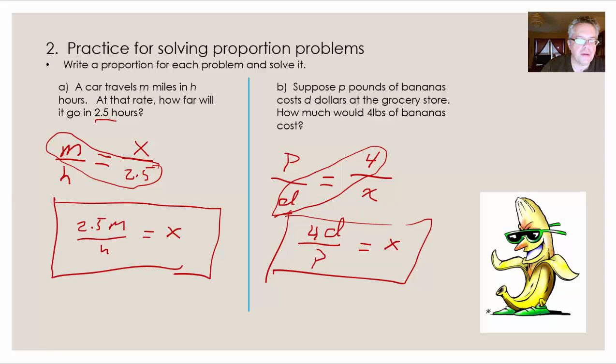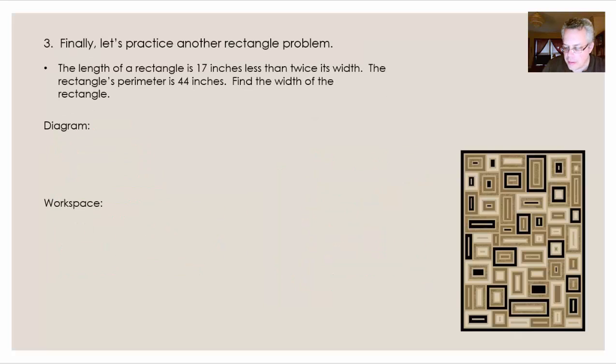All right, time for our last example. Let's do one more rectangle problem. On these, drawing the diagram is critical. So draw the diagram. It's talking about a rectangle, so just draw any old rectangle. It says the length of a rectangle is 17 inches less than twice its width. So the length is given in terms of its width.